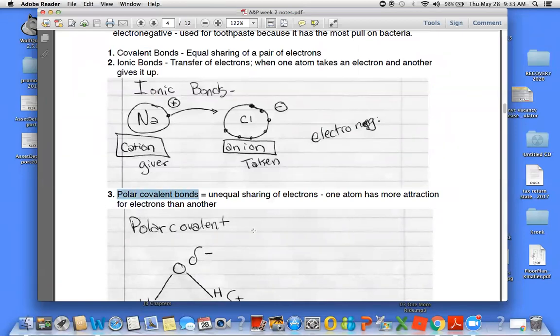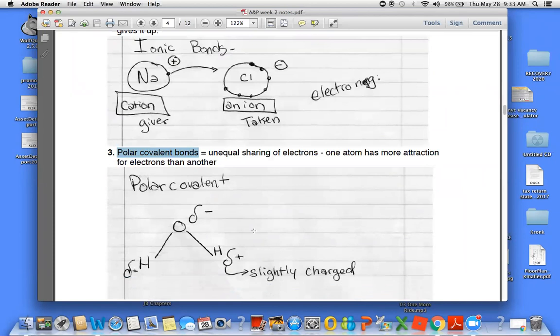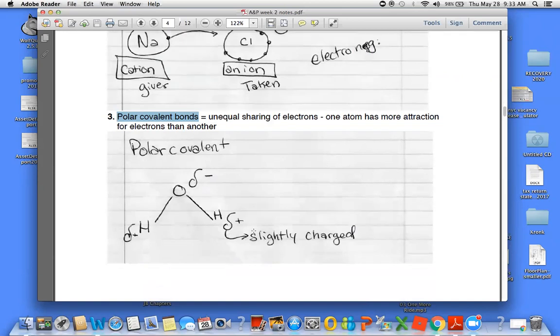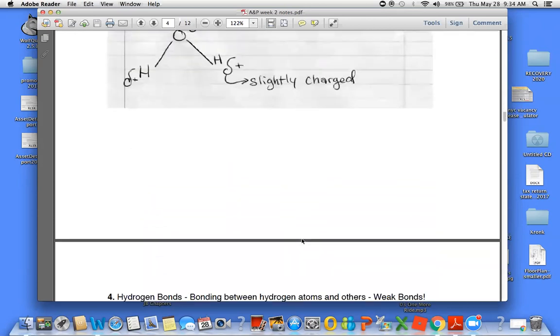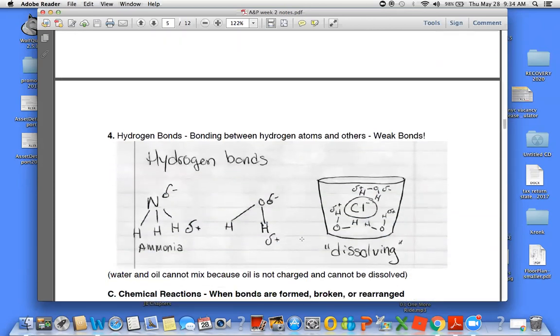All right, polar covalent bonds occur when one atom has more electronegativity or attraction for electrons than another. And that is how water forms. This little rho, Greek rho, means slightly charged. Oxygen is slightly negatively charged and slightly more electronegative than hydrogens. So oxygen has electrons around it more of the time than hydrogens, making the hydrogen slightly positively charged. That is responsible for how water molecules work.